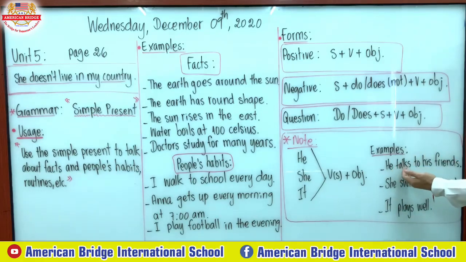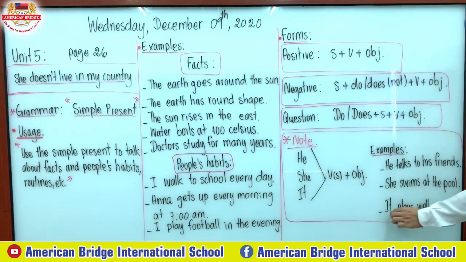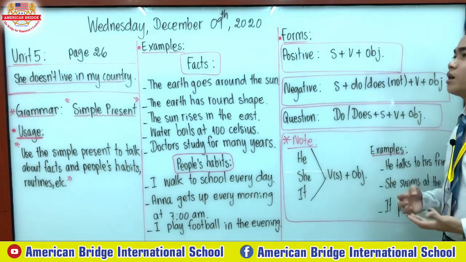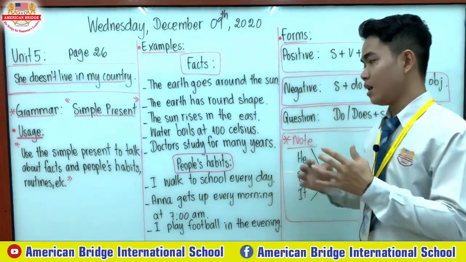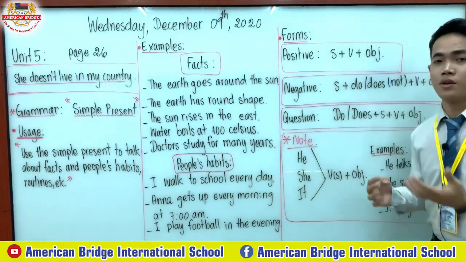So he talks. Talk is the verb, so you have to add s because it is used with the subject he, right? Next, she swims at the pool. Last one, it plays well. So these are what we're talking about: the simple present, the usage, the examples, and also the forms.